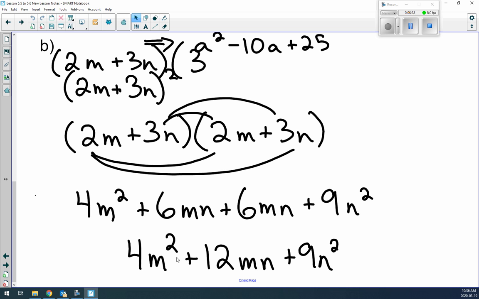And this one was a little bit tougher for descending order. What do you take as your largest exponent? Is it m squared or n squared? It really doesn't matter. You pick which one you want and then put it in descending order. Okay, so that was part A. We'll do part B in the next lesson.